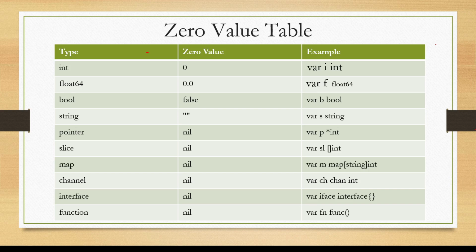So in Go, when you create a variable but do not assign anything to it, Go automatically gives it a default value. We call that the zero value. Let me walk through this zero value table. It tells us what value different data types get when they are just declared but not assigned anything. So the first one is int, the integer.